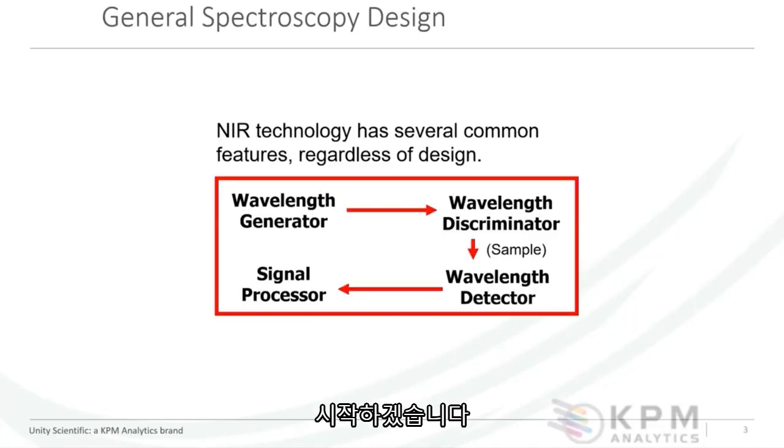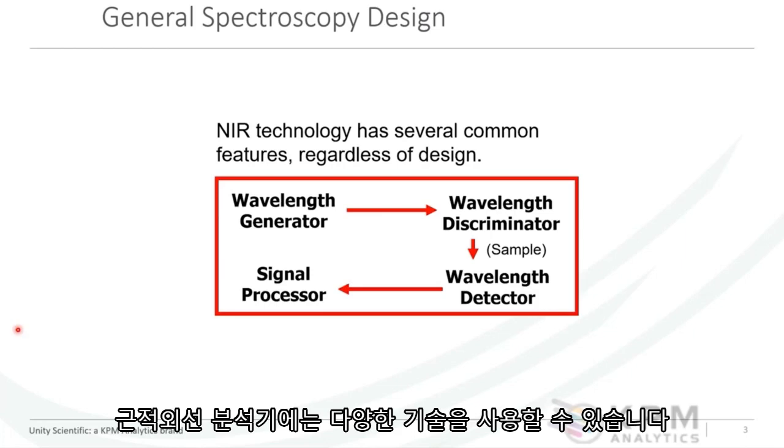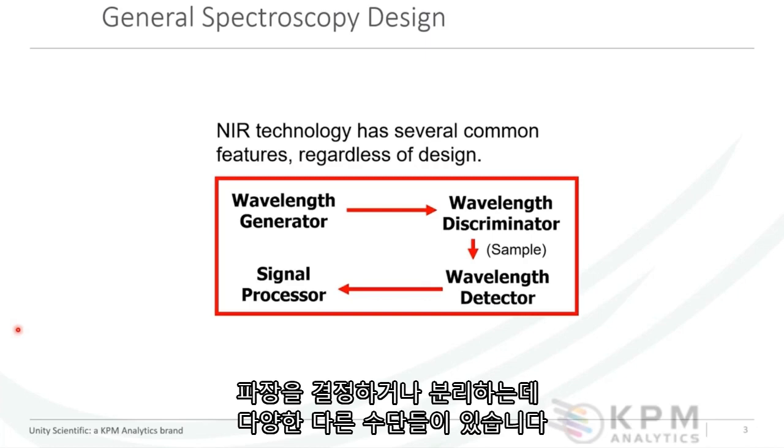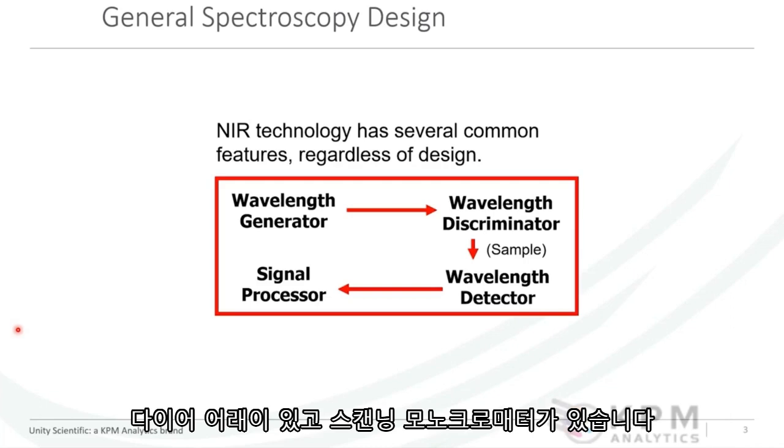So let's jump in. There are many different technologies that are available for near-infrared analyzers. Some of the ones that are out in the market right now, for example, are filter technology, FT or Fourier transform technologies, various other means like AOTF of separating out wavelengths. We've got diode arrays or photodiode arrays, as well as scanning monochromators.